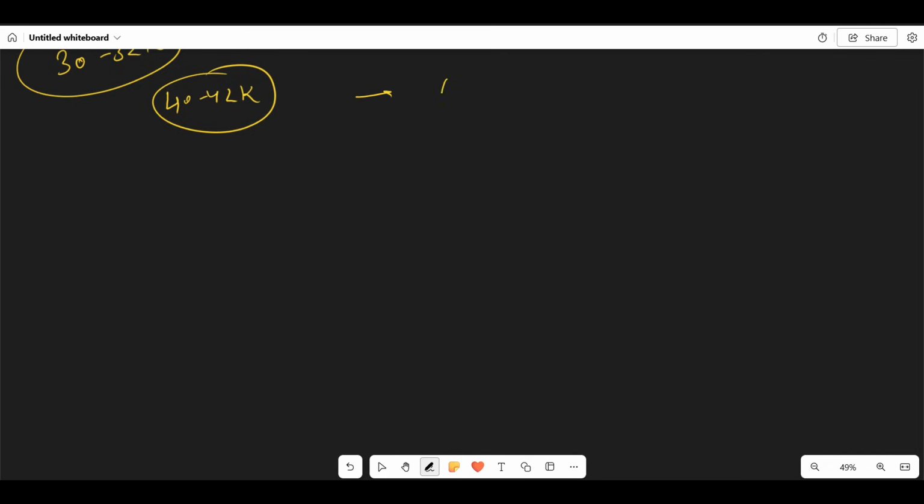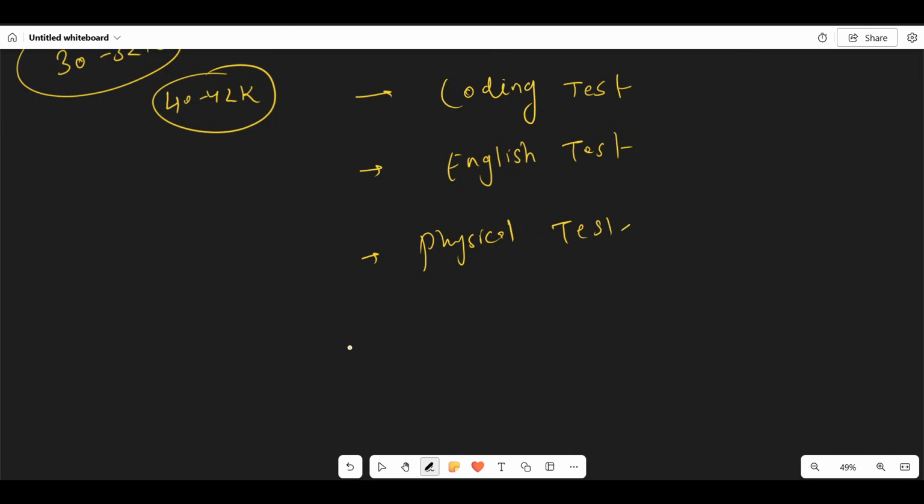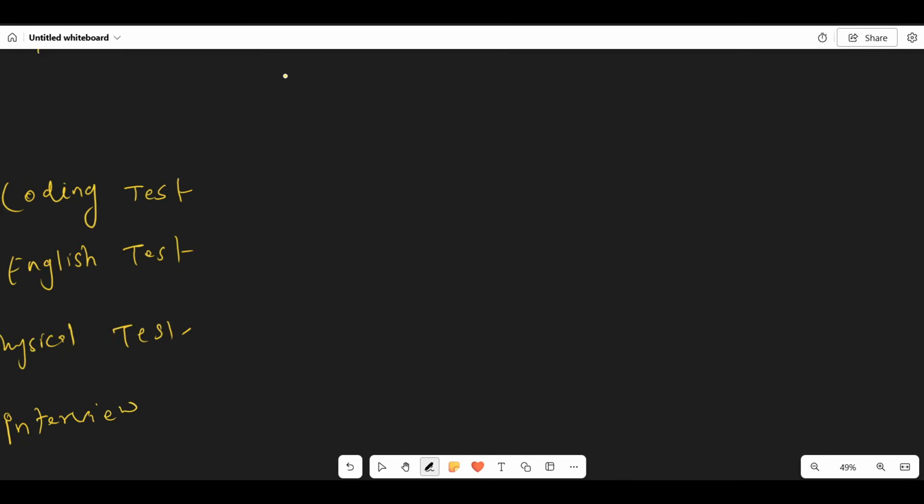The first part is obviously the coding assessment, which you guys are getting. So first is the coding test. The second process is the English test. The third is the physical assessment. And the fourth one is the interview. So let's break down all the steps. The first one is the coding test.